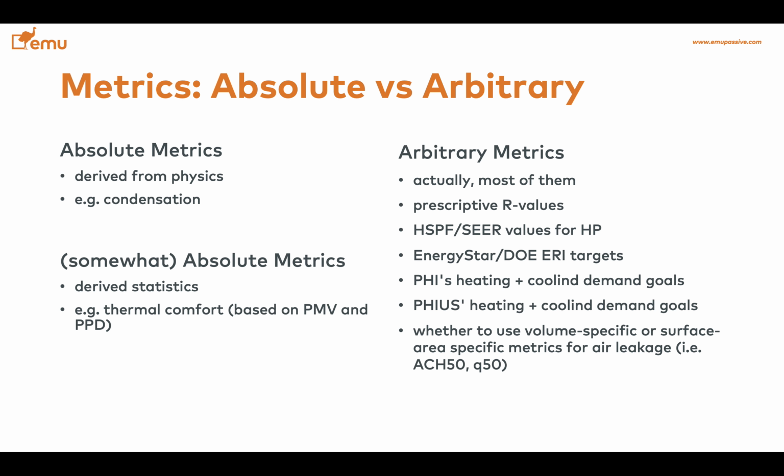The ERI targets for the DOE and EnergyStar are arbitrary, as well as the heating and cooling demand maximums set by PHI as well as PHIUS. As well as for other metrics, when you're measuring the maximum allowed air leakage, it's arbitrary to define whether that is related to the volume of the building, so the volume related maximum air leakage, ACH 50, or surface related. That decision is also arbitrary. So there is quite a bit of arbitrary decisions made in building up these standards.